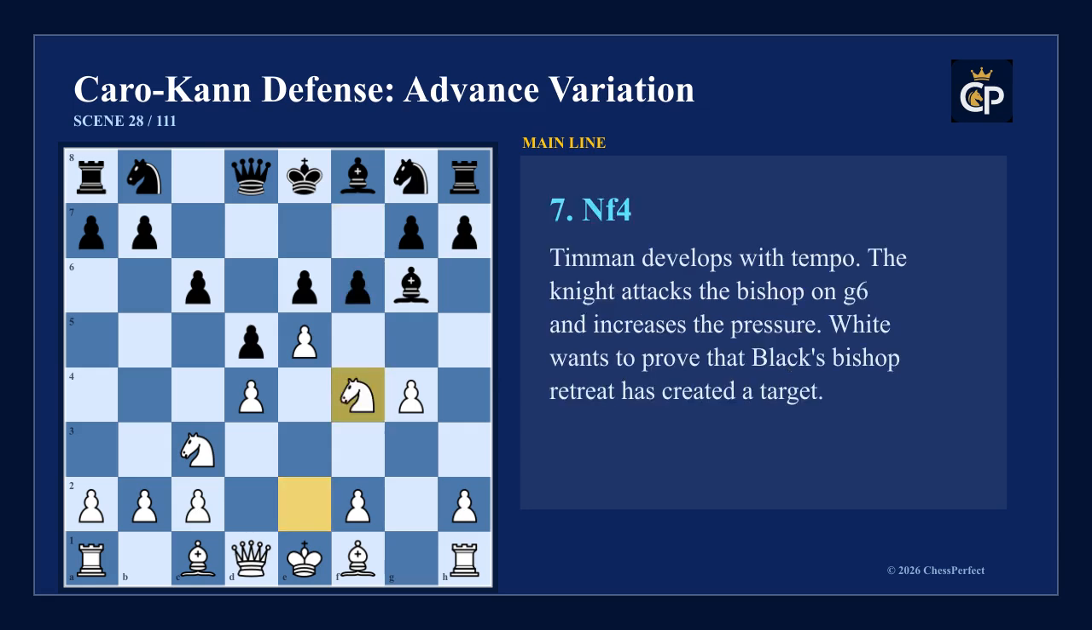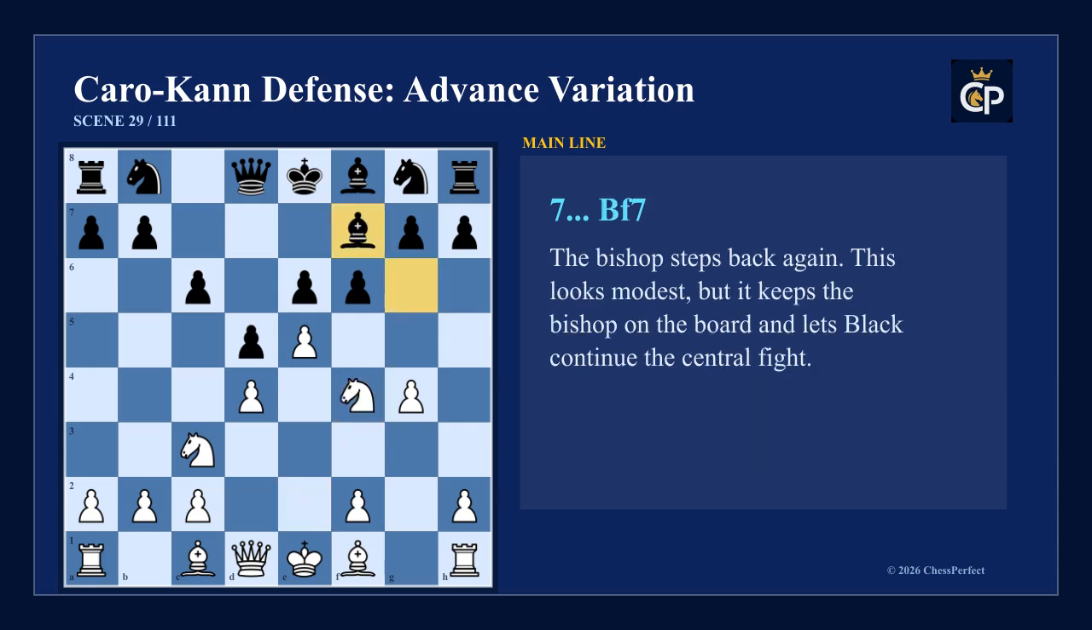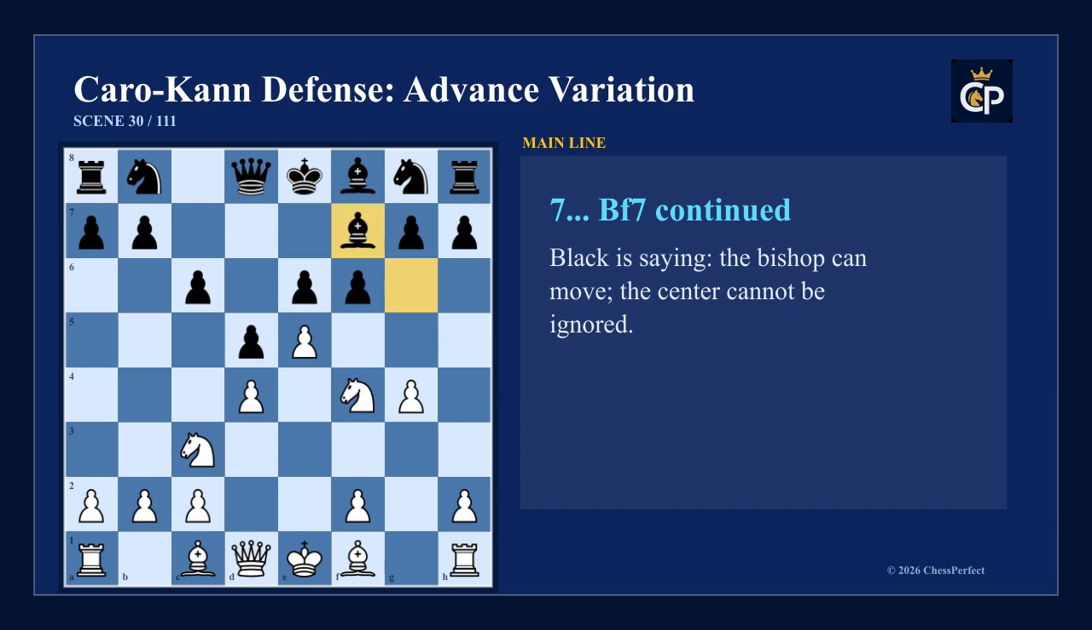Knight f4. Timman develops with tempo. The knight attacks the bishop on g6 and increases the pressure. White wants to prove that black's bishop retreat has created a target. Bishop f7. The bishop steps back again. This looks modest, but it keeps the bishop on the board and lets black continue the central fight. Black is saying, the bishop can move, the center cannot be ignored.